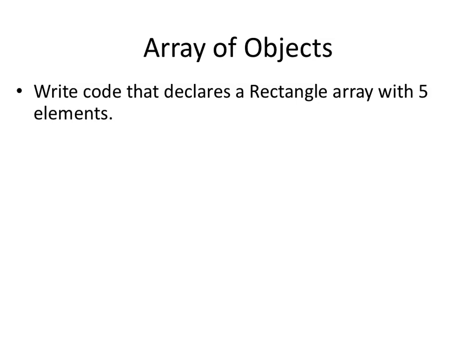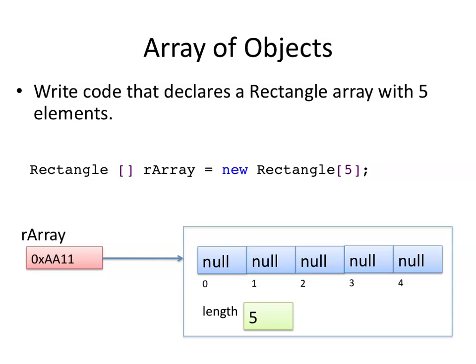Part 1. Write code that declares a rectangle array with 5 elements. Here we see that we're declaring an array named RArray, and we're allocating space to hold the address of 5 rectangle objects. Initially, the addresses are set to null. So this is the solution for part 1. You have an array with 5 elements that will be able to point to rectangle objects.